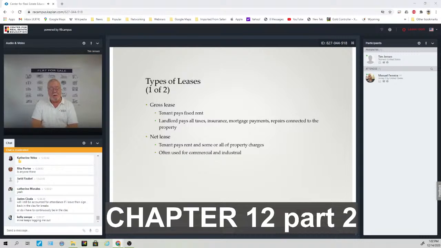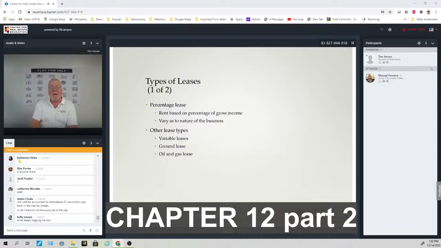Again, a gross lease, typically a residential lease where they pay one fee to the landlord and that's it. Maybe utilities on top. A net lease is where they pay a base rent to the landlord and a percent or all of the other associated charges in the property.